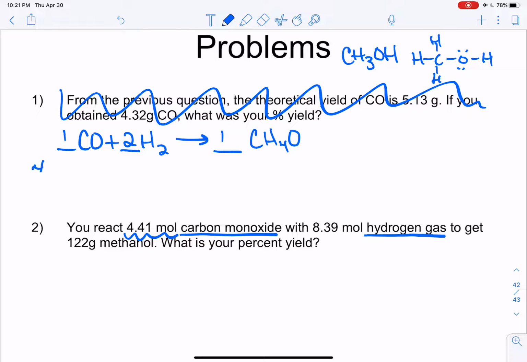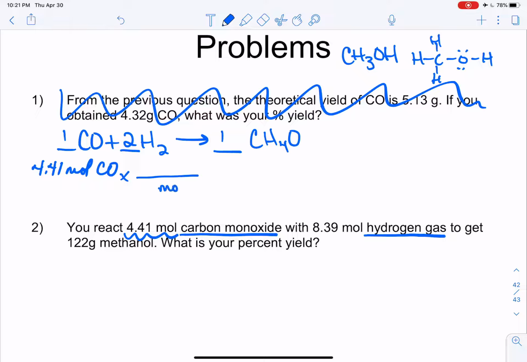So we've got 4.41 moles of carbon monoxide. Now, in a lot of problems, it'll start you out with the grams. So you will have to do an extra step before this where you convert grams to moles. That's pretty typical. But in this problem, we're starting with moles. So yay, we can go right on to the mole ratio.